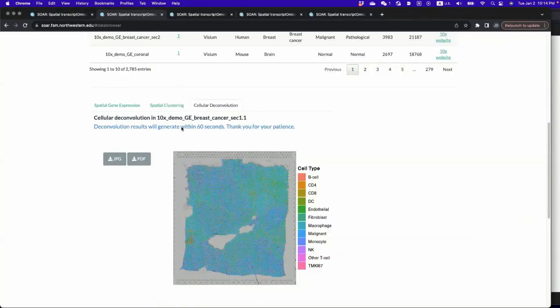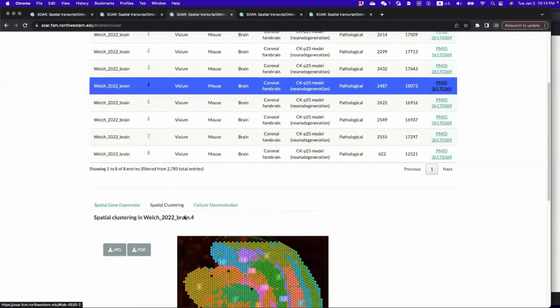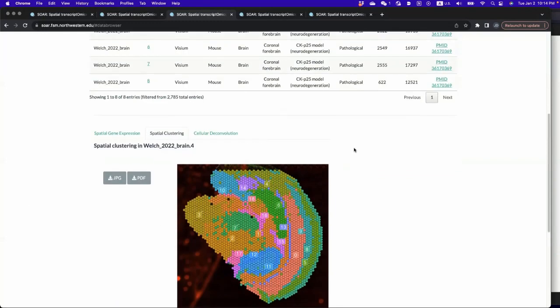Let's explore another brain dataset to visualize the spatial clustering function. With this coronal forebrain sample, we can see that there are 19 distinct spatial domains, which represent individual layers in the brain. And users can further explore the difference in gene expression across these clusters.